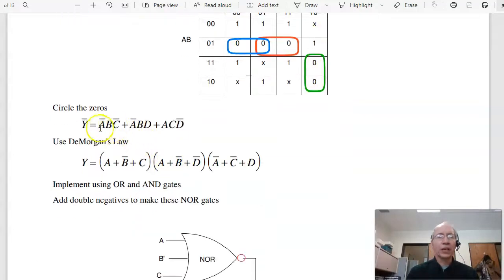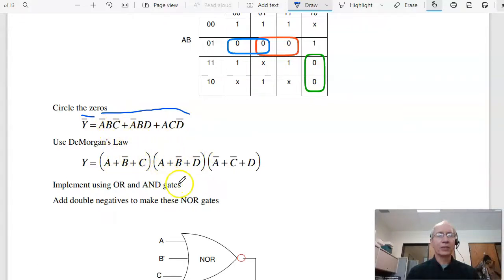Now use De Morgan's law. Throw in a double negative. I negate the left-hand side, negate the right-hand side. Not Y is just Y. With De Morgan's law, AND becomes OR, OR becomes AND, you change the logic. A bar becomes A, B becomes B bar.